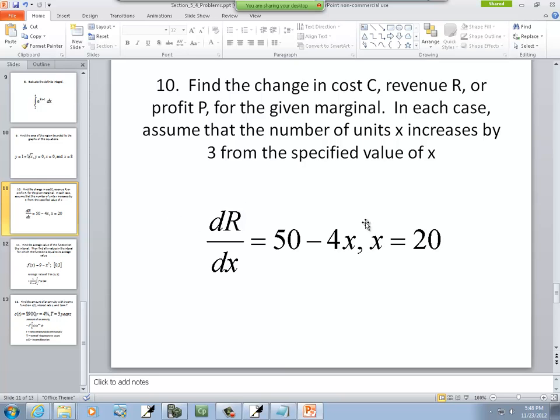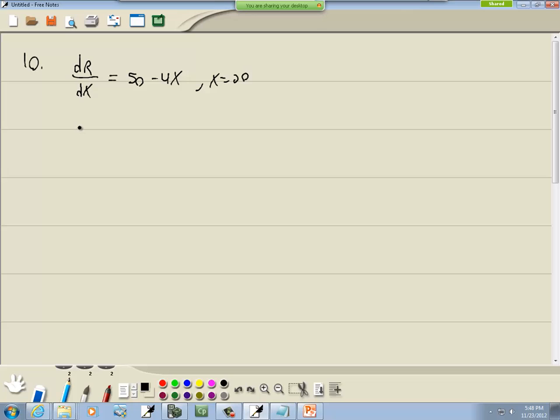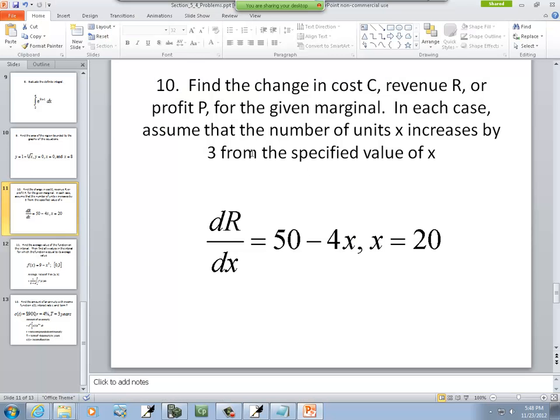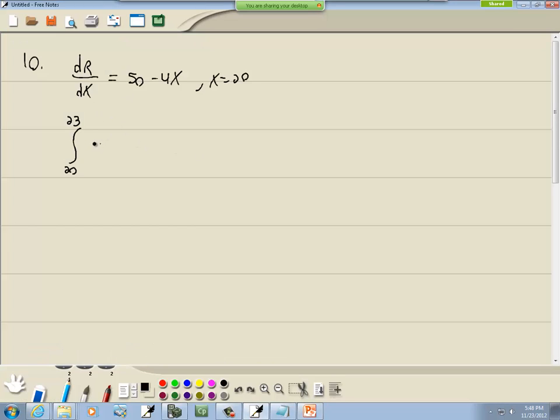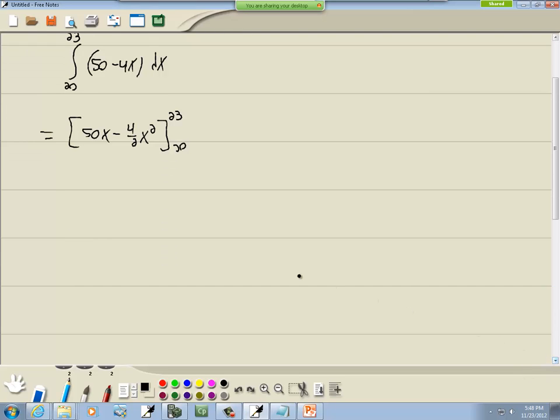When we're going from 20 to 23. Well, the setup on this is we're going to go from 20 to 23. So your starting value is this, and then it tells us it increases by 3. And then we're going to have the integral of 50 minus 4x dx. Okay, so that becomes 50x minus, add 1 to our power, divide by our new power, from 23 and 20, which gives us 50x minus 2x squared.